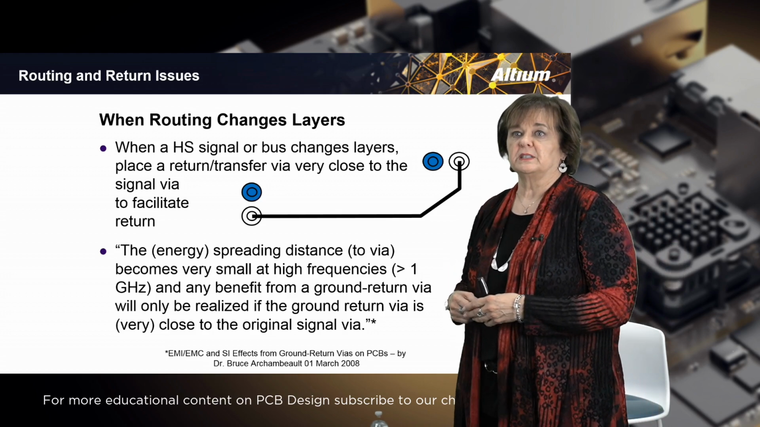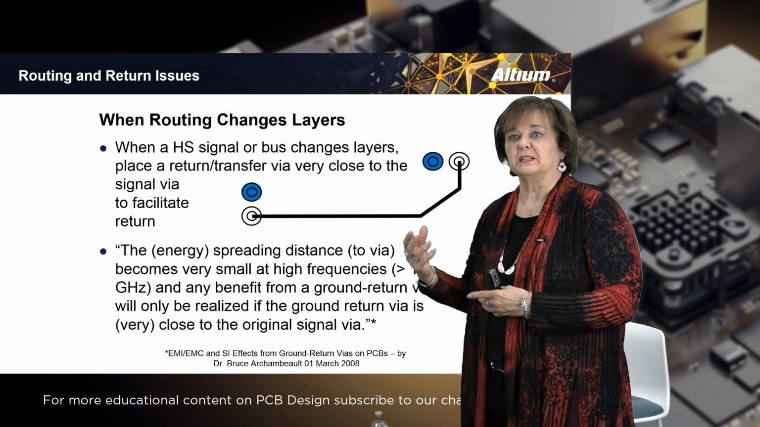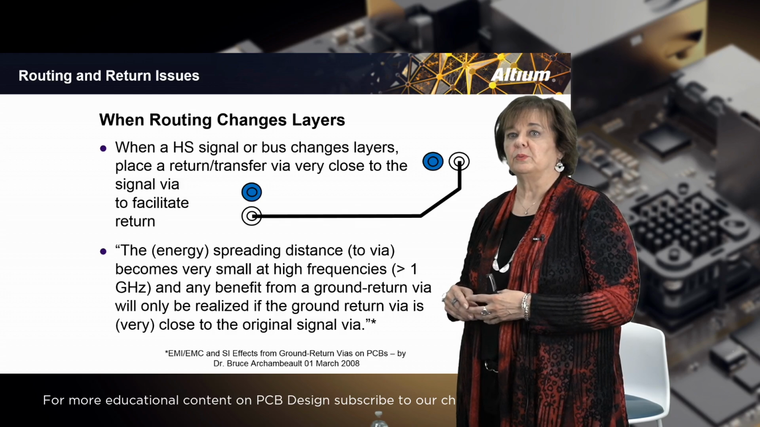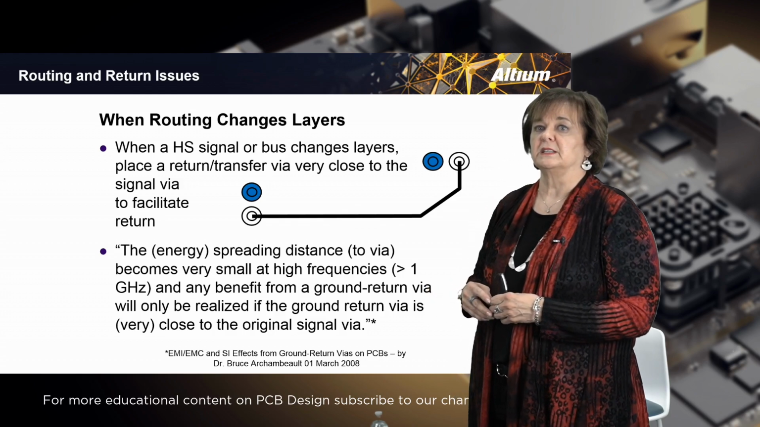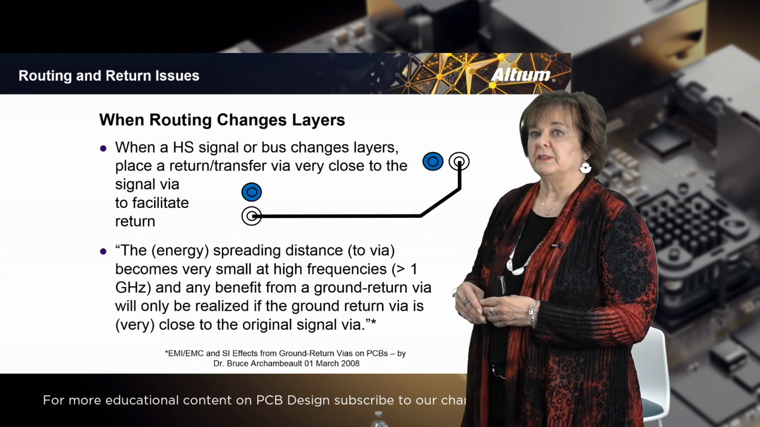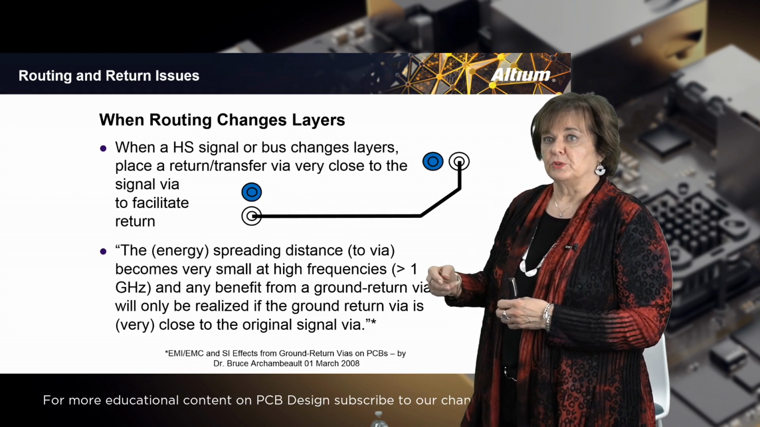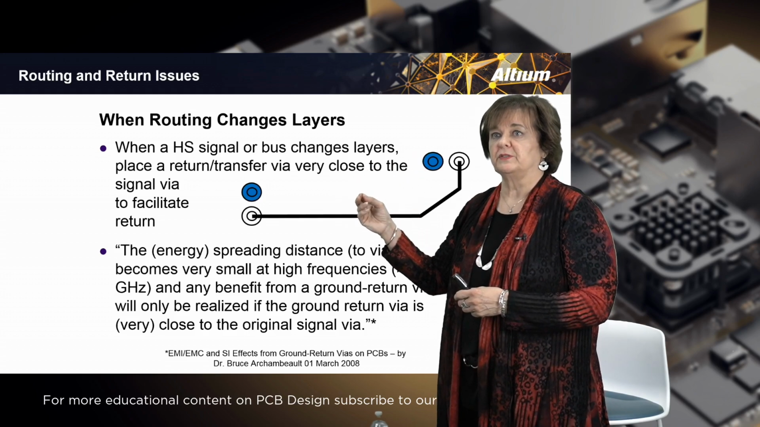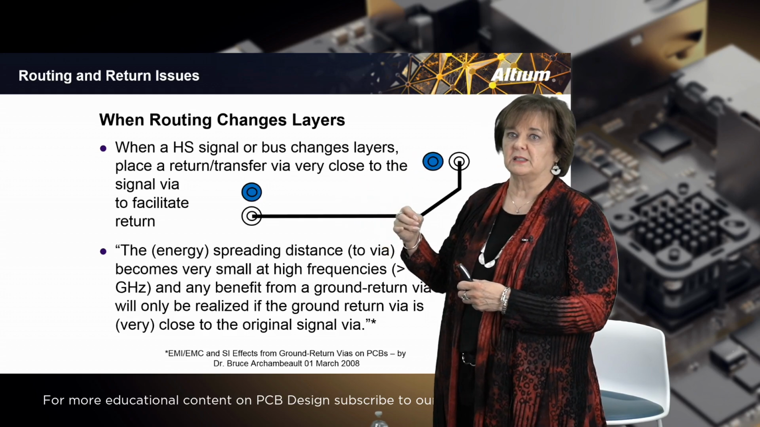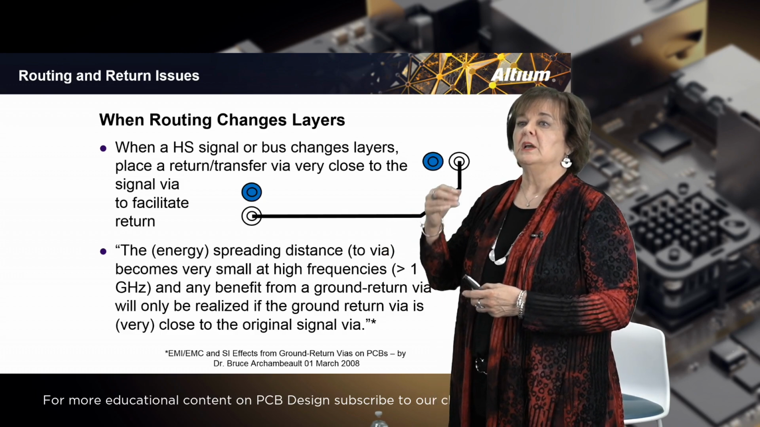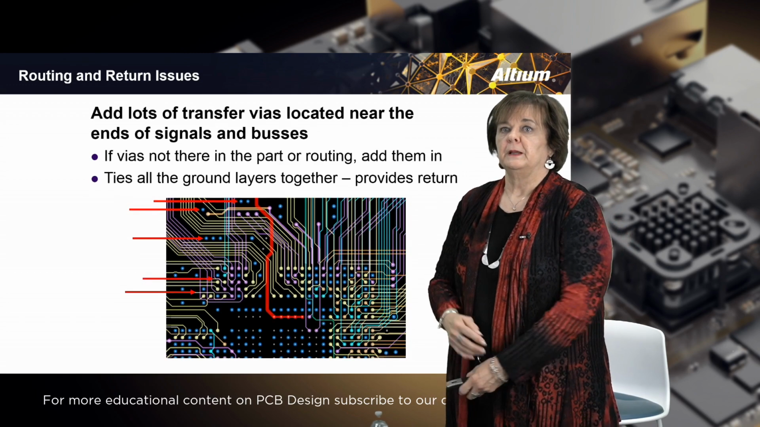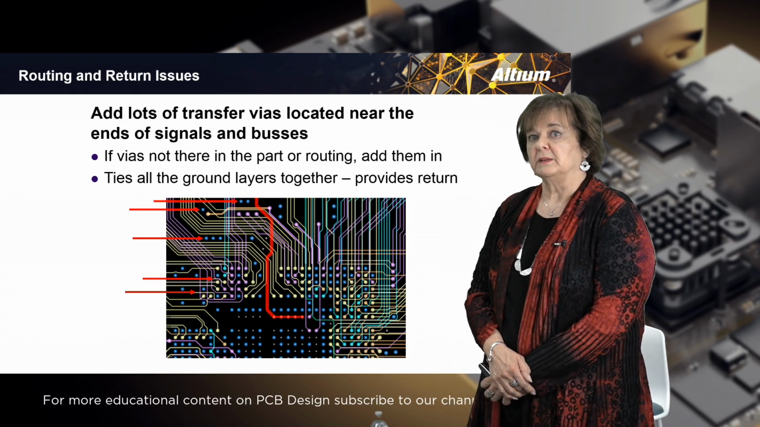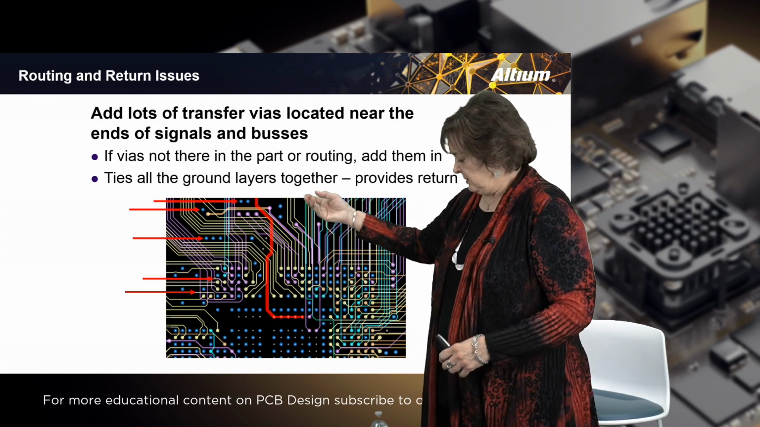The energy spreading distance to the via becomes very small because it's very fast. And any benefit from a ground return via will only be realized if the ground return via is very close to the original via. And that is a quote from Dr. Bruce Archambault. So in other words, what he's saying is, if you're going to put these vias in, you need to put them in very close, because that's the way that it helps the signal the most with its return back to its source.